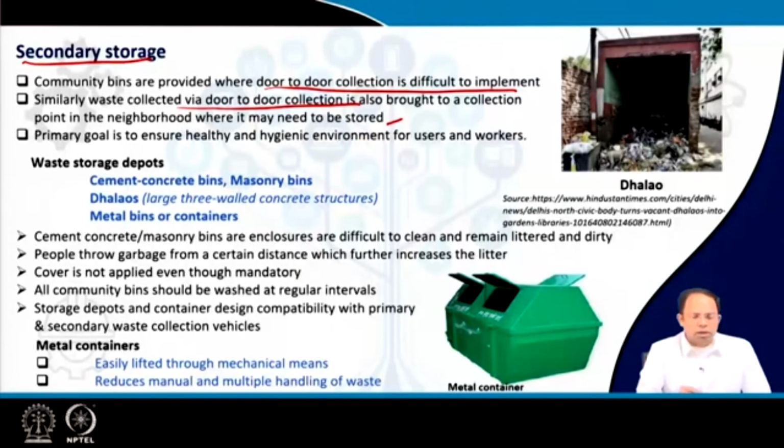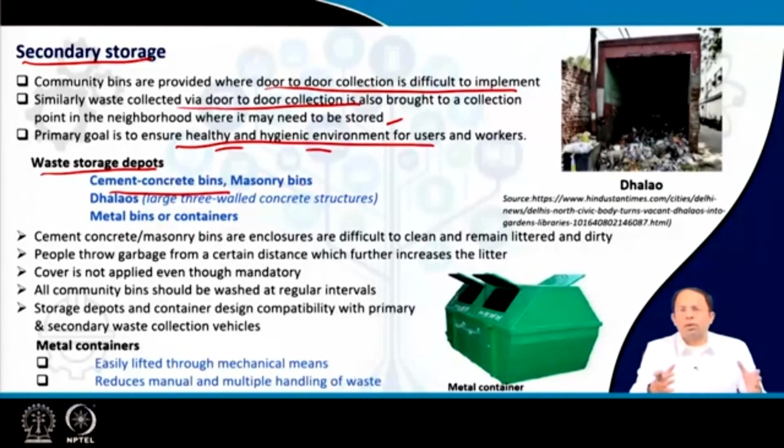So the primary goal when we are considering storage of this waste in urban areas is to ensure a healthy and hygienic environment for the users as well as the workers. So our community bin design or intermediate storage design or secondary storage design should be in such a way that they are healthy and hygienic. There are different kinds of designs for this kind of bins or waste storage. One is cement concrete bins, or it could be a masonry pit.